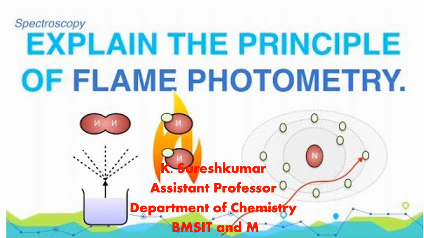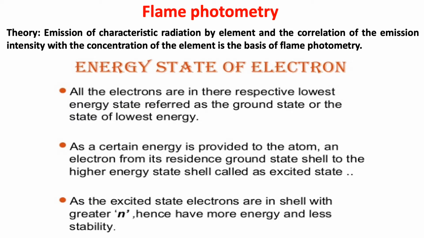Today we are going to discuss flame photometry. So what is flame photometry? It is nothing but emission of characteristic radiation by an element, and the correlation of the emission intensity with the concentration of the element is the basis of flame photometry.